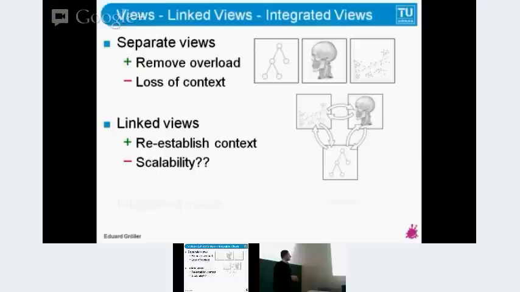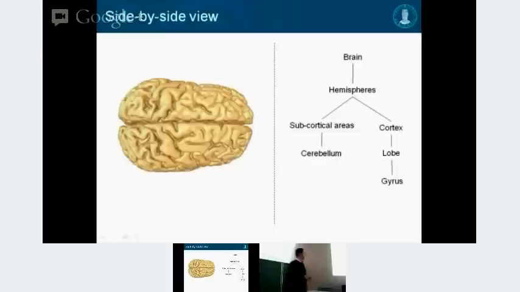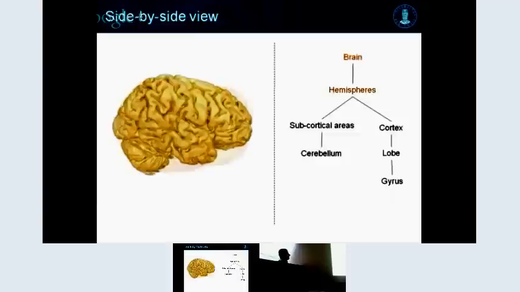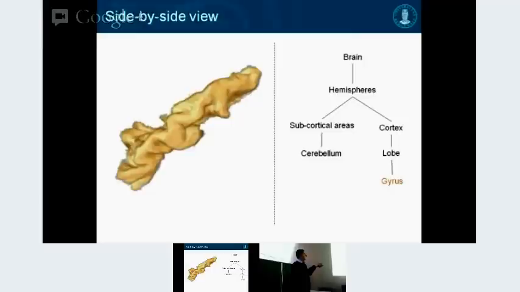Integrated views means that you're reusing the same space. You're taking the same space and showing all the information. This is possible only for certain types of data, but might be a possibility to combine heterogeneous information. And I'm just giving this one example here. In this example, we have this abstract data, a tree of the anatomical structures. And here on the left side, we have the anatomical information by itself. So you can have this side-by-side representation.